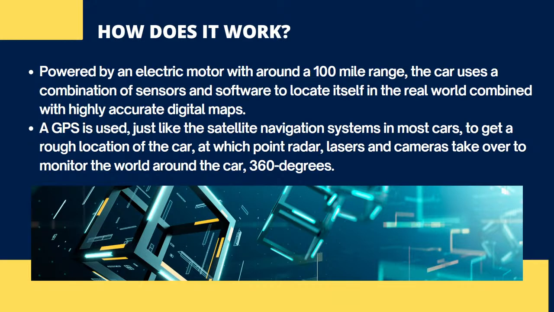Then at that point the radar and laser systems like LiDAR, different types of LiDAR like 3D and 2D LiDAR systems, and different types of cameras like stereo cameras, 3D cameras and 2D cameras take over to monitor the world around the car. So GPS provides a general location. This is the area. Then, using real-time sensors like radar systems, LiDAR systems and different types of cameras, you get a 360 view of the entire environment.